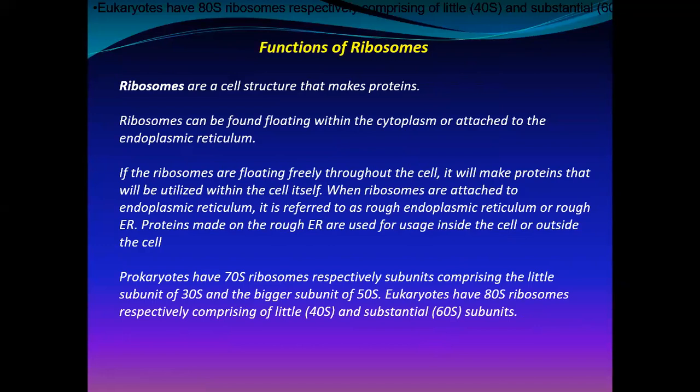So you can see some of the proteins are synthesized by the free ribosome, some of the proteins are synthesized by ribosome attached to endoplasmic reticulum, right? So prokaryotes have 70S ribosome respectively.